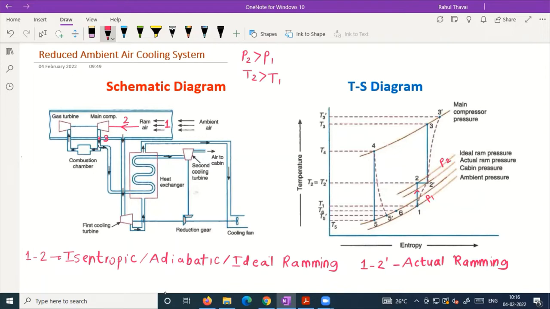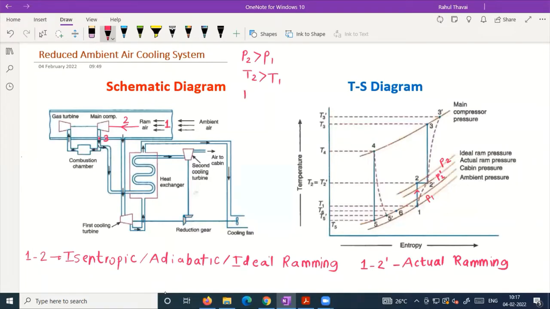In ideal ramming, the air gets rammed to a higher pressure. You can see at point number 2 we have a pressure P2, and at point number 2 dash, we have the pressure P2 dash. So when you compress it isentropically or adiabatically, the air gets rammed to a higher pressure, that is P2. But in actual, it gets rammed to a lower pressure, that is P2 dash. So here you can observe that P2 is greater than P2 dash.